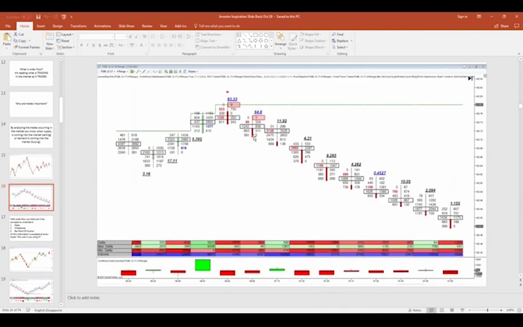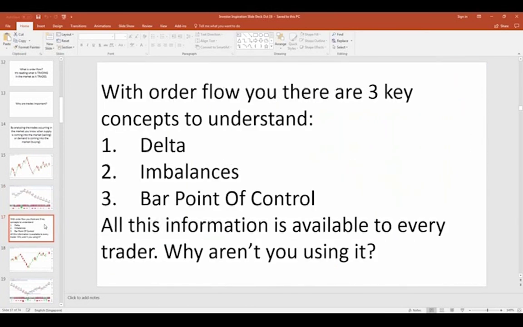This is the volume footprint chart, and some people are scared of numbers. They see numbers and freak out for some reason, but it's actually not as complex as it looks, right? It's just a way of organizing the data. While it does look intimidating, there are actually 3 main things you should understand with order flow. One is delta, which is the net difference between the buying and selling in the bar. Imbalances, which is the relationship between the bid and the offer, the volume traded on the bid against the volume traded on the corresponding offer.